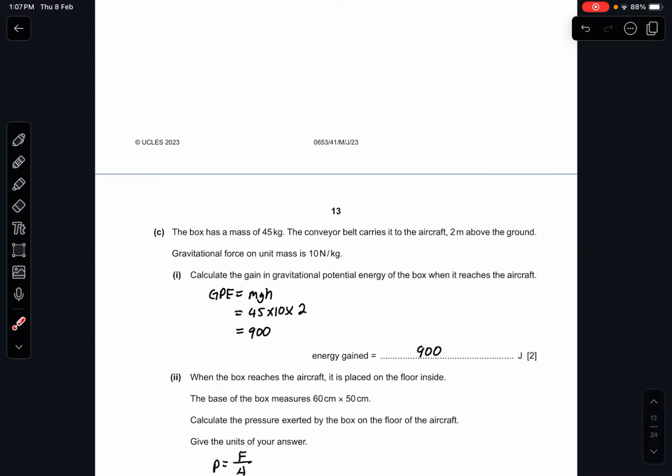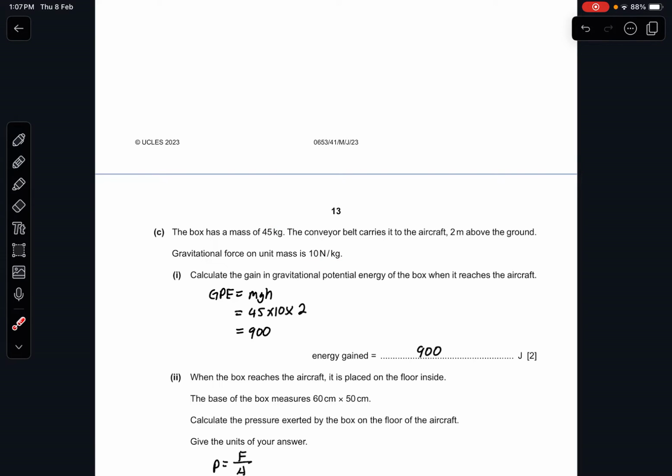C, part 1. The box has a mass of 45 kg. This will be assuming its weight. The conveyor belt carries it to the aircraft 2 meters above the ground. The gravitational force on the mass is 10 Newton per kg. I'm so sorry, this will be the mass.